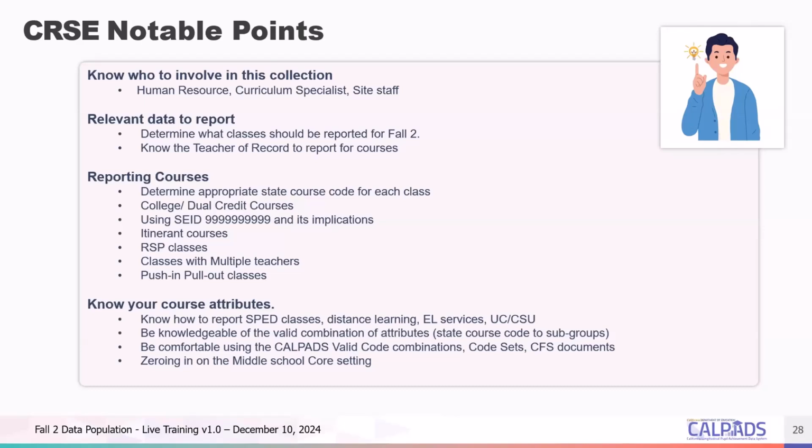If you're reporting middle school core courses or courses in a middle school course setting, you will need to zero in on the middle school core setting indicator. In more detail, if the departmentalized course standards grade level range is populated as MID, meaning middle grades 5 through 8, you must also populate the middle school core course indicator to indicate whether the course is being taught as part of a middle school course setting.